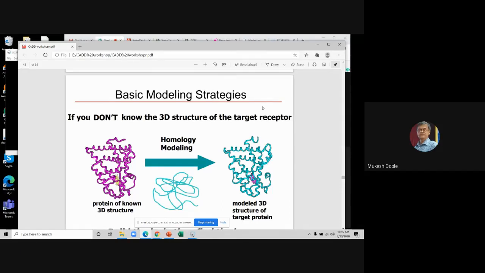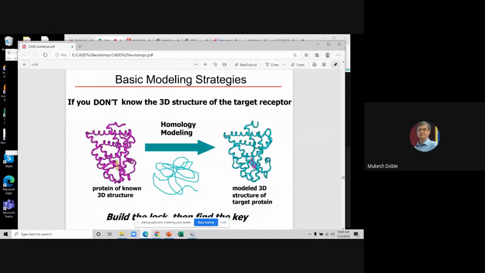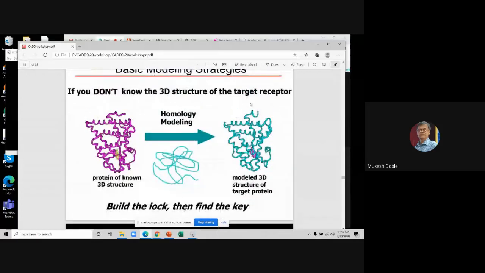Because for human diseases, many of the proteins are still not crystallized. Why is that? Because the amount of protein that may be isolated from a human could be very small. Whereas in animals, we can develop animal models and have enough protein to be recovered, purified, and then crystallized. But for human, that's a big problem. So in many problems, we may end up doing homology modeling. It is like building the lock, finding the key.